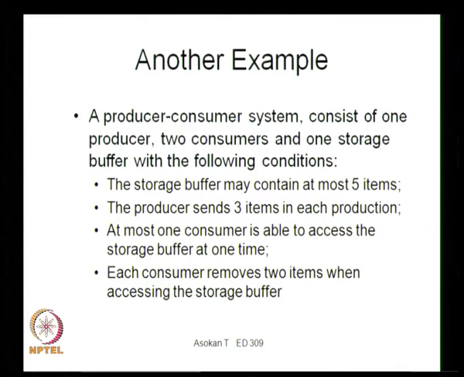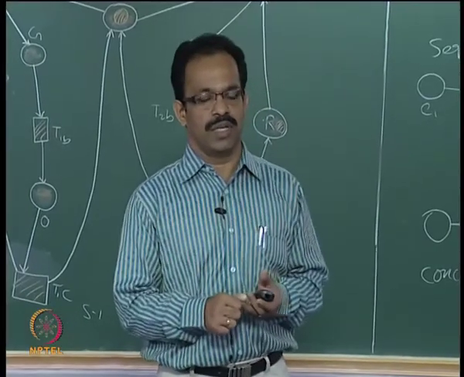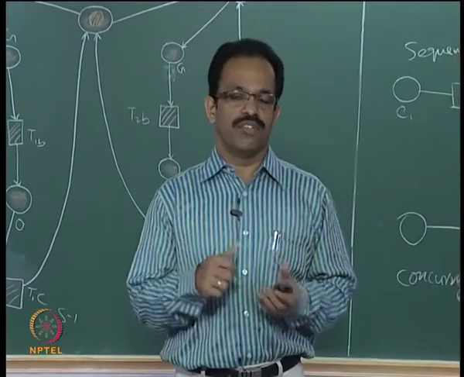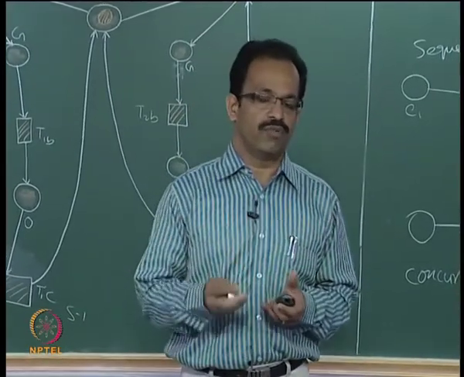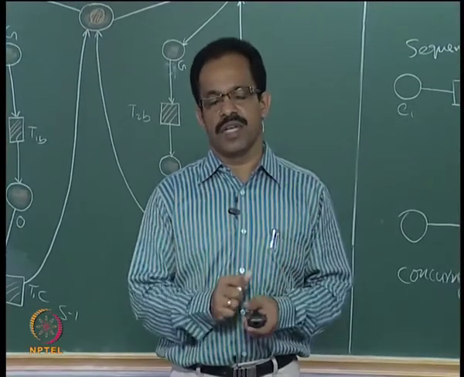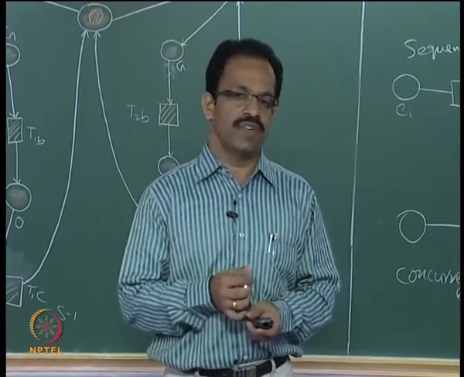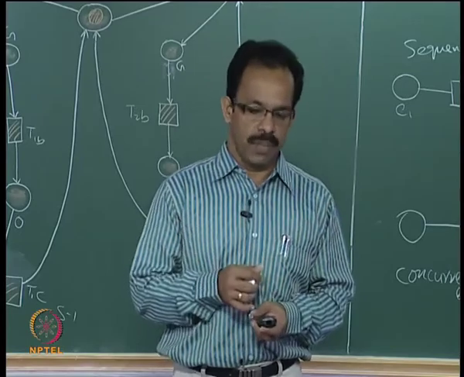We need to ensure that the producer is enough for the consumer, and if the consumer is not taking, it is going to the storage and the storage is not overflowing. So how do we actually represent this concurrency and the synchronization of these events? That can be represented using a Petri net.